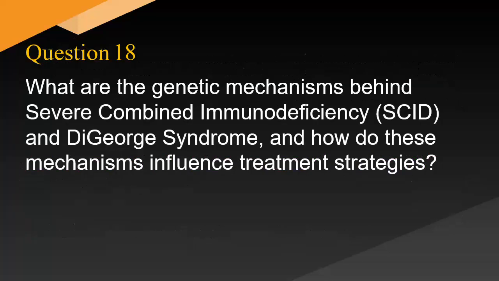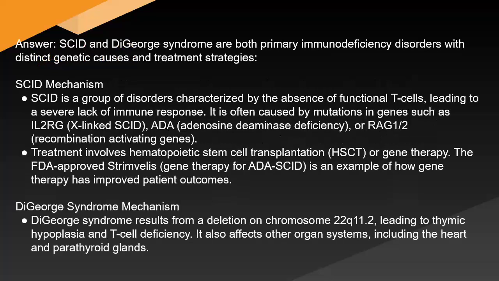What are the genetic mechanisms behind severe combined immunodeficiency (SCID) and DiGeorge syndrome, and how do these mechanisms influence treatment strategies? Answer: SCID and DiGeorge syndrome are both primary immunodeficiency disorders with distinct genetic causes and treatment strategies.